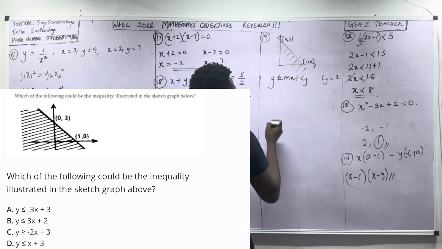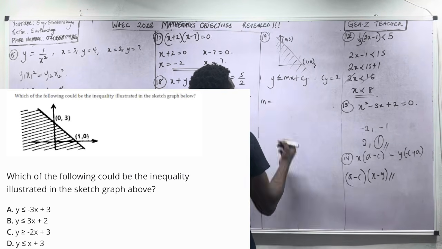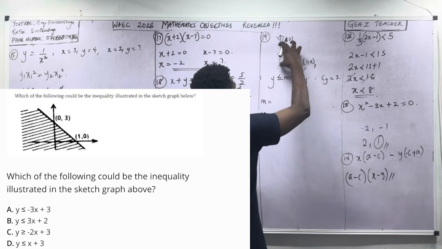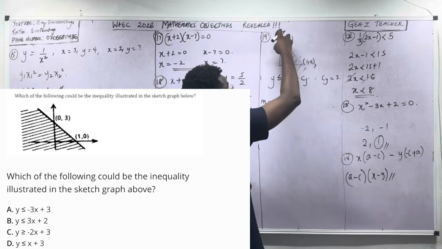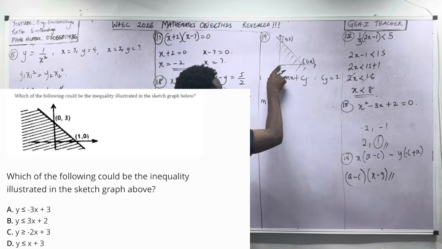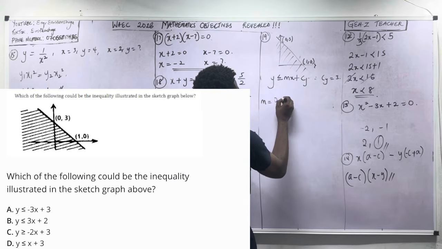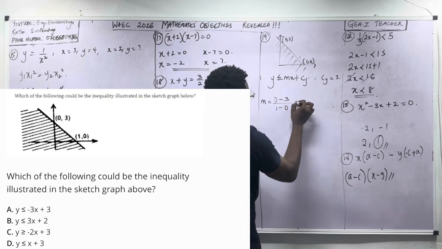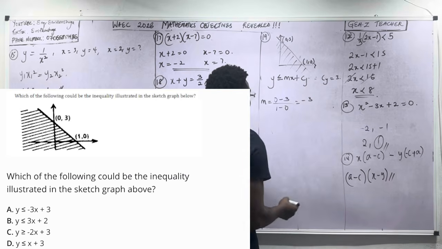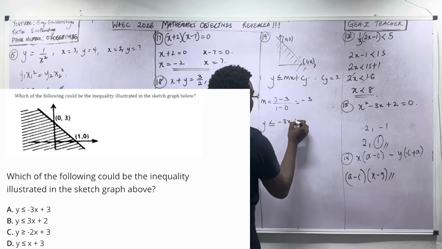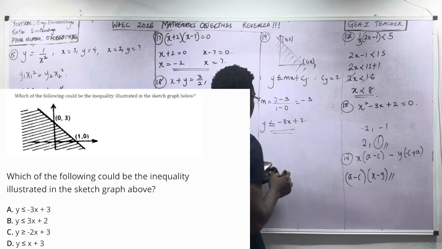Now we can find m. m is change in y over change in x. Since we are going from here towards here, the final y value is 0. Initial is 3. So we have 0 minus 3 divided by 1 minus 0. So we have minus 3 over 1, which is minus 3. So we can say y should be less than or equal to minus 3x plus 3. And this should be the inequality.